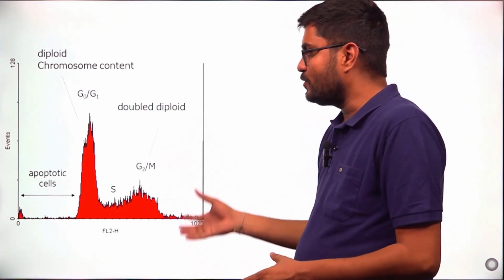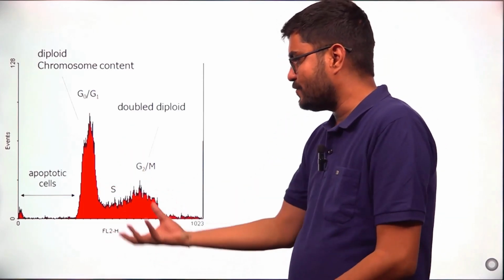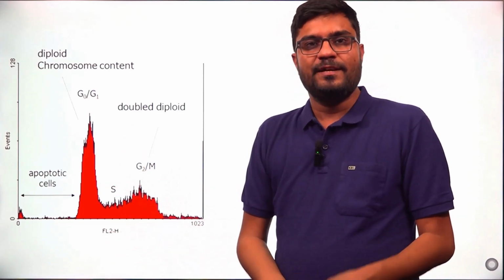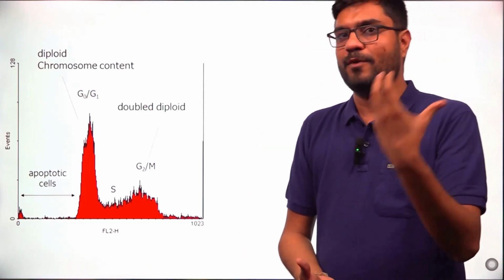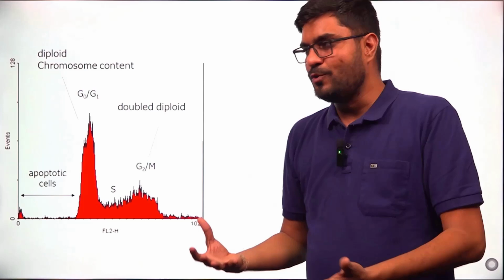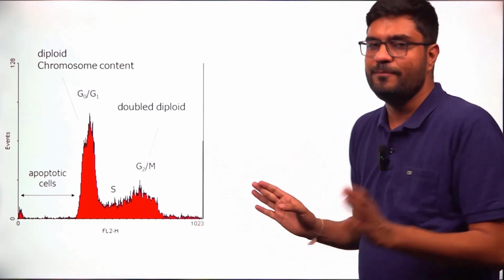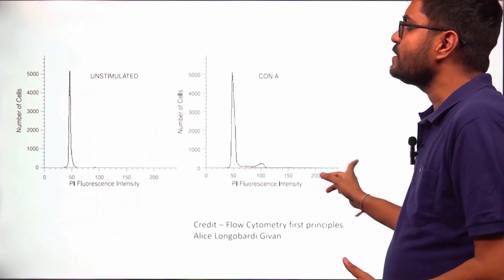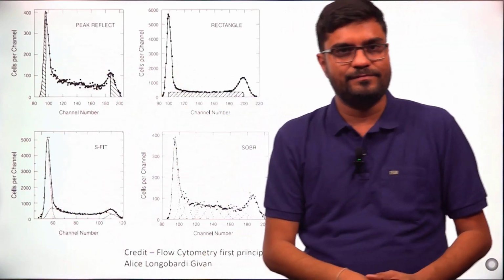So to calculate the percentage of cells in G0, G1 phase, S phase, G2M phase, people use different types of mathematical curve fitting or mathematical modeling. We will not go into the details of those mathematical models, but I will be explaining them in brief. The first is the peak reflect method.